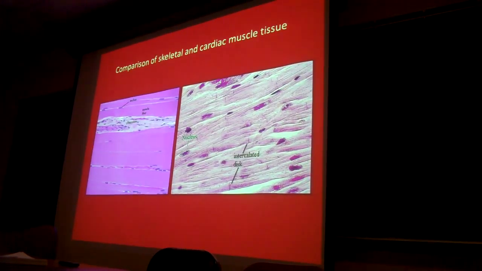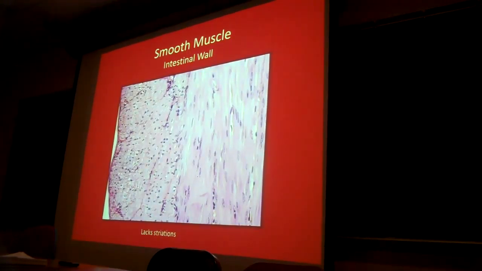It's both skeletal and cardiac that are striated, but smooth muscle is not. And here's smooth muscle. You don't see any striations. It looks like the skin slide you're showing us. This looks a lot like connective tissue, doesn't it? It looks a lot like tendon.